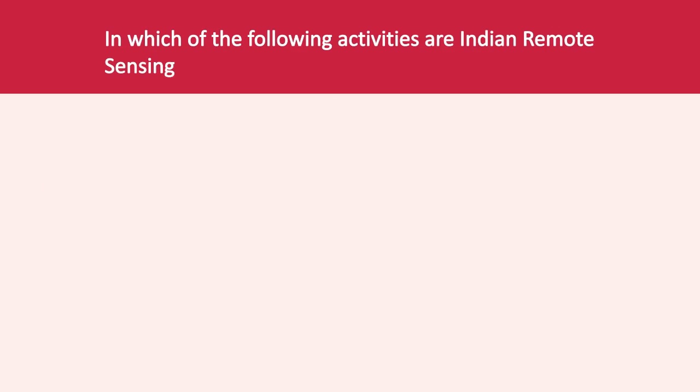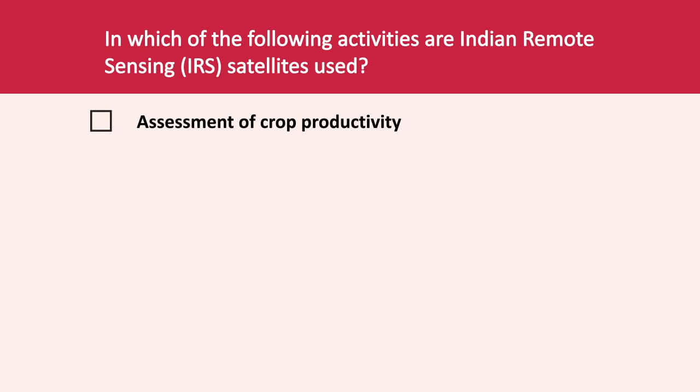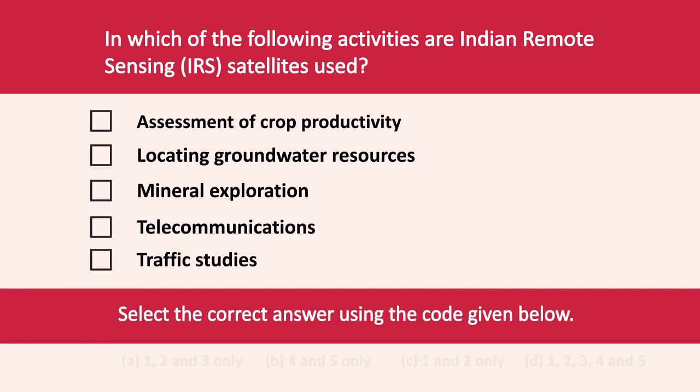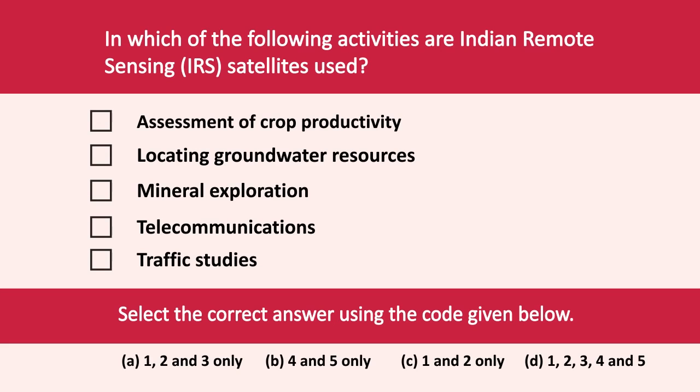The second question that has been asked was: in which of the following activities are Indian remote sensing satellites used? First, assessment of crop productivity. Second, locating groundwater resources. Third, mineral exploration. Fourth, telecommunication. And fifth, traffic studies. Definitely it is associated with assessment of crop productivity, and definitely with locating groundwater resources and mineral exploration as well.